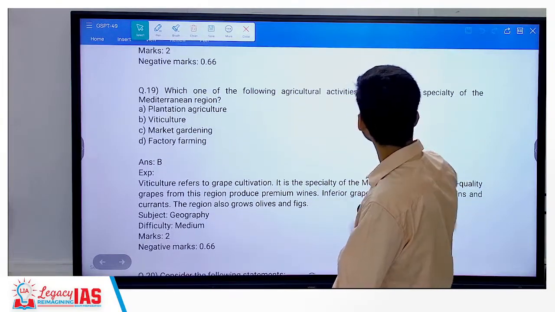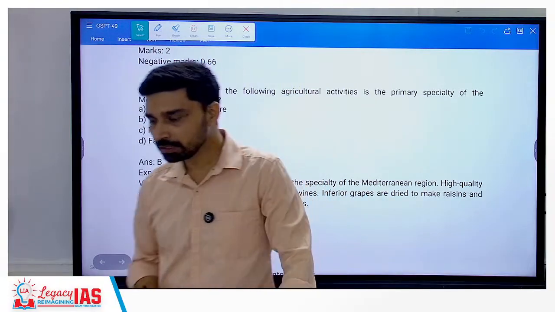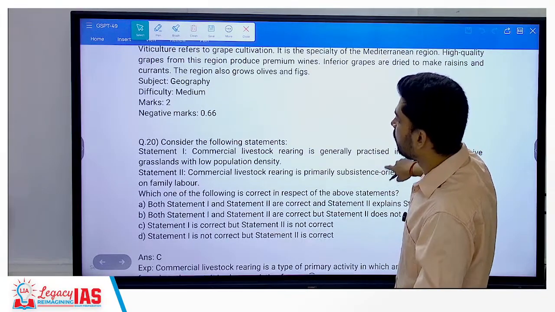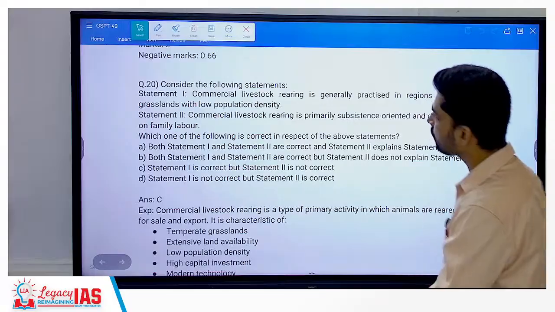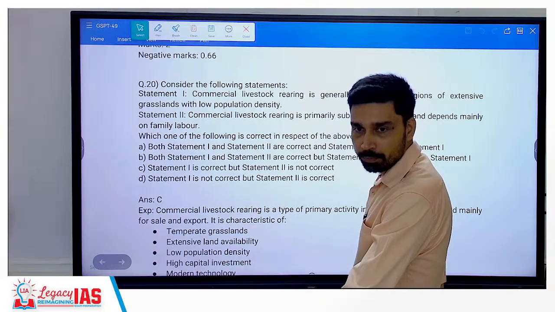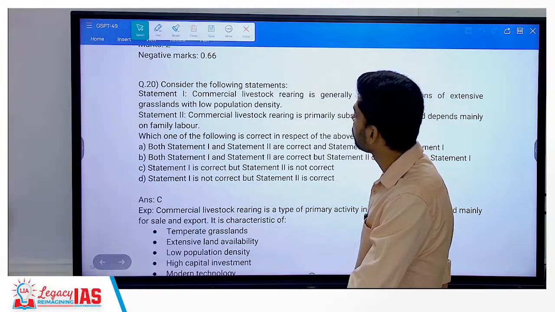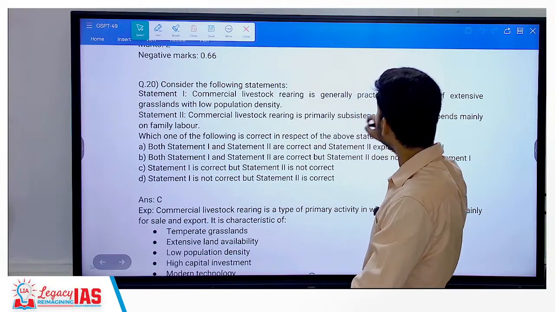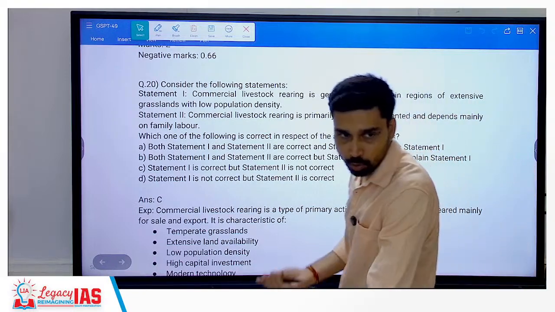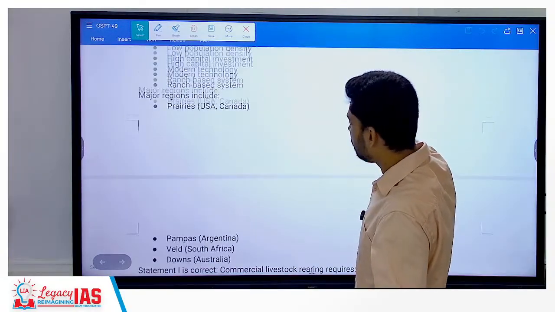Then which of the following agricultural activities is primarily special in Mediterranean? I think now you should be able to. Which one? Viticulture. What is viticulture? Grape cultivation. So wine region, wine manufacturing region. Commercial livestock rearing is generally practiced in regions of extensive grassland with low population density. Right, that is correct. Like in prairies we have discussed, or Europe. You also have Australia. Then commercial livestock rearing is primarily subsistence oriented and depends mainly on family labor. No, that is false. So what is correct option? C.